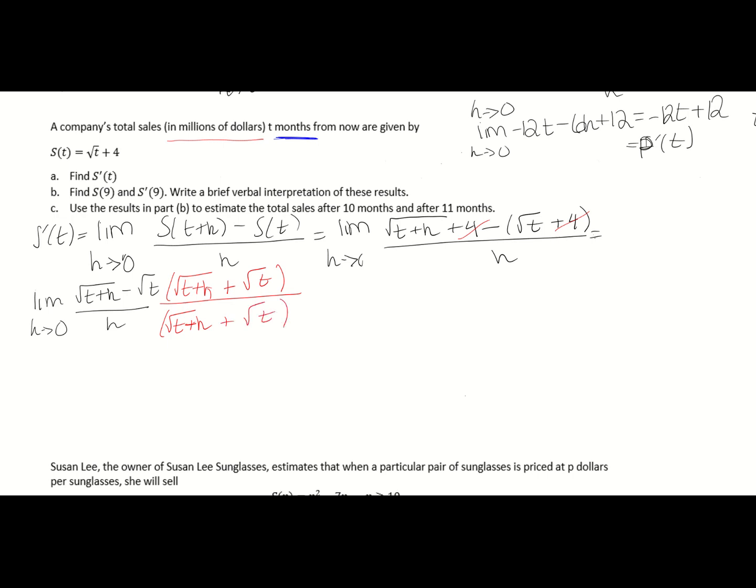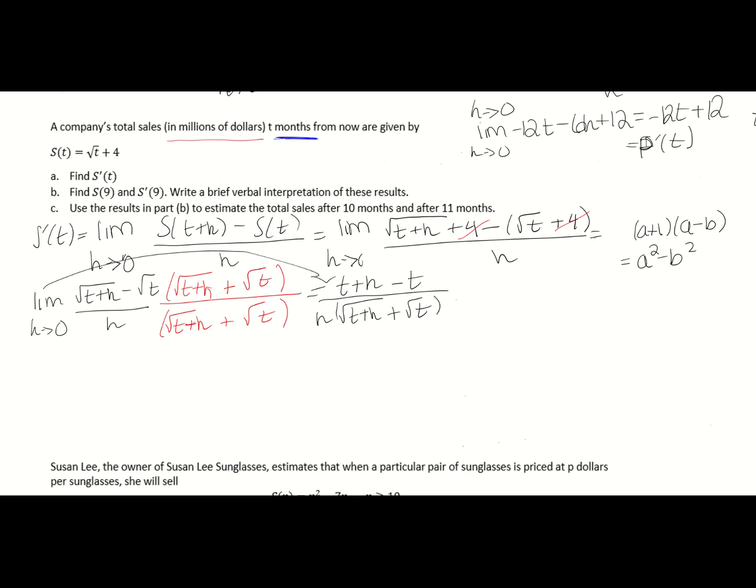Now remember that when you multiply by conjugates, which we did for limits, I'll do it here on the side, if you have a plus b times a minus b, it becomes a squared minus b squared, right? The middle terms cancel out. So I'm going to have the square root of t plus h times the square root of t plus h, which is just t plus h. And I'll have a minus the square root of t times the square root of t, which is just t. And at the bottom, I won't multiply out, and I forgot to write the limit.